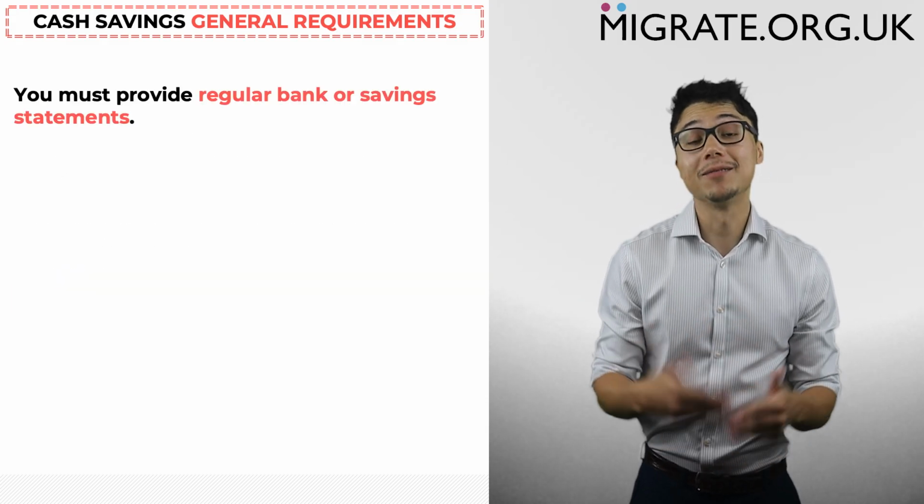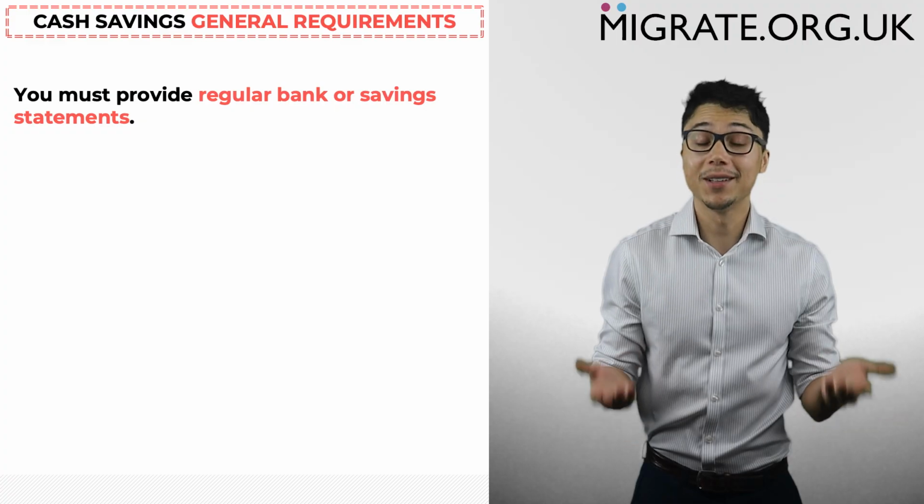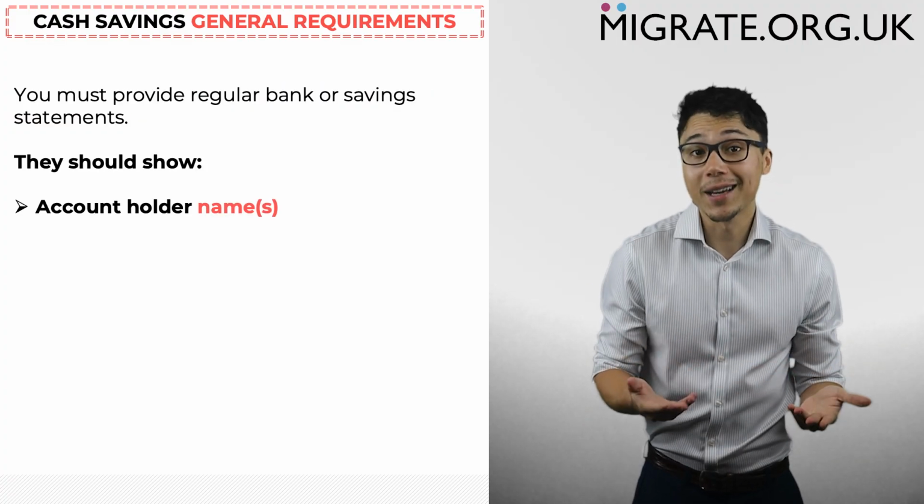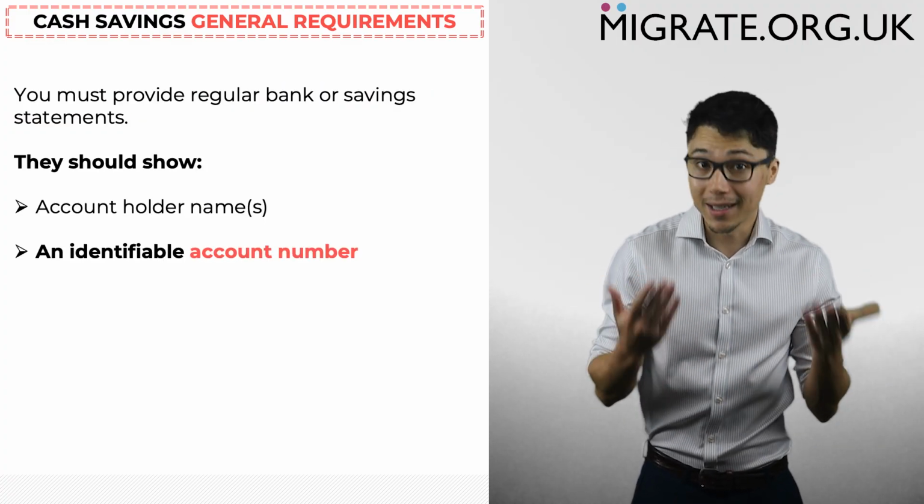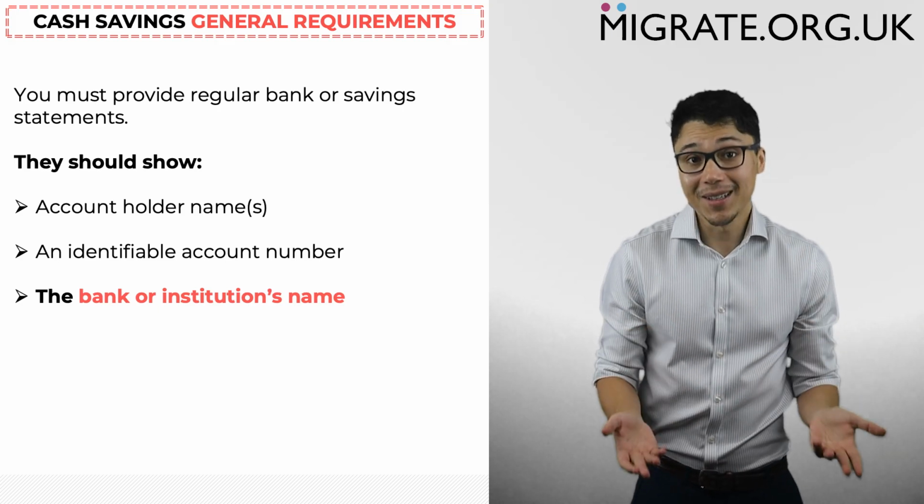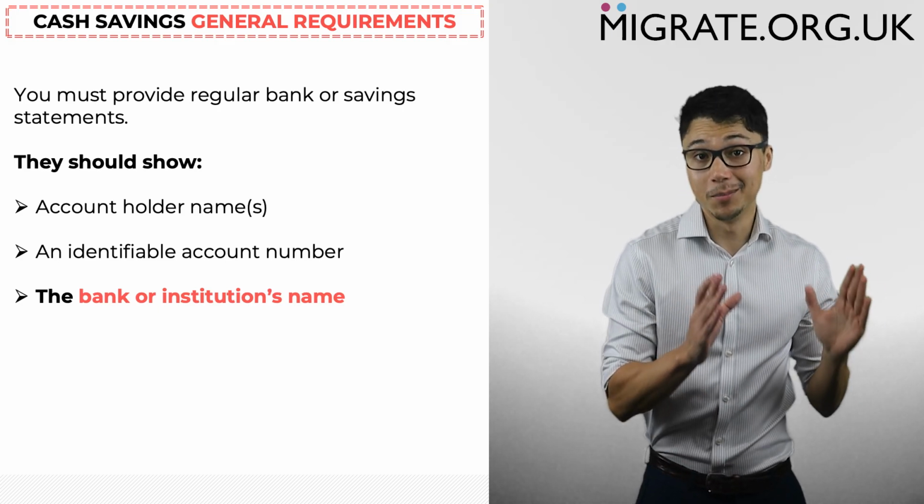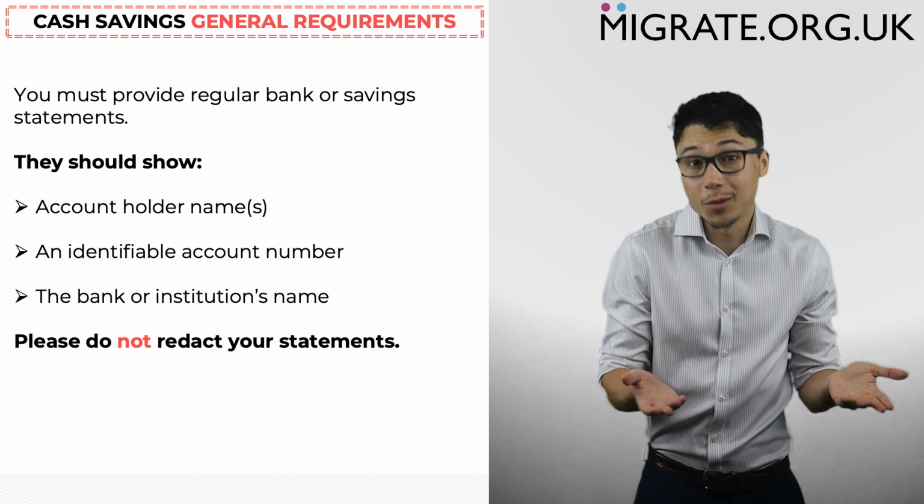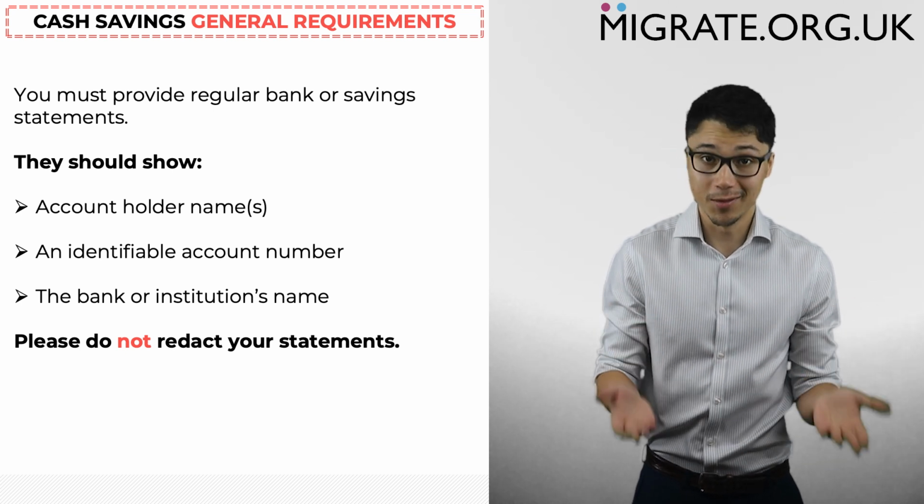You must provide regular bank or savings statements for your cash savings. They should show account holder names, an identifiable account number, and the bank or institution's name. Regular is not defined, but statements should be clear and complete. Please do not redact or blank out certain sections of your statements.